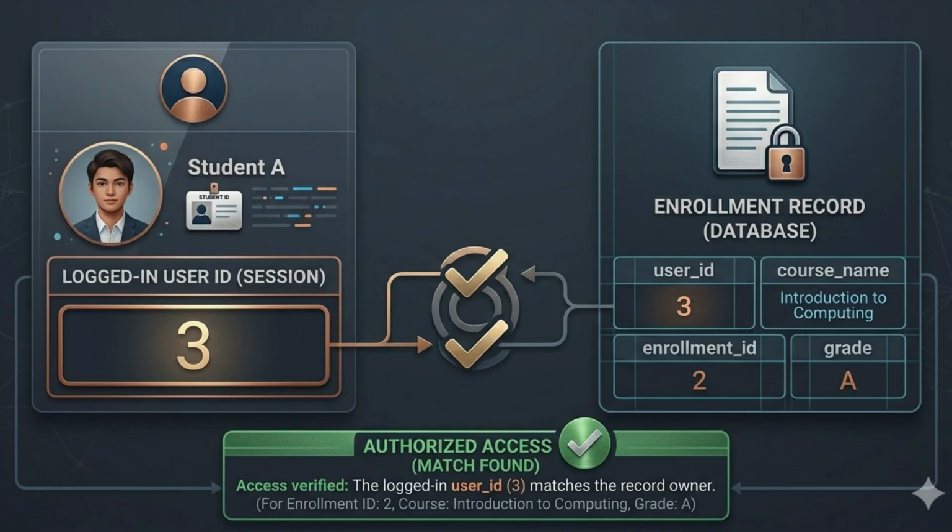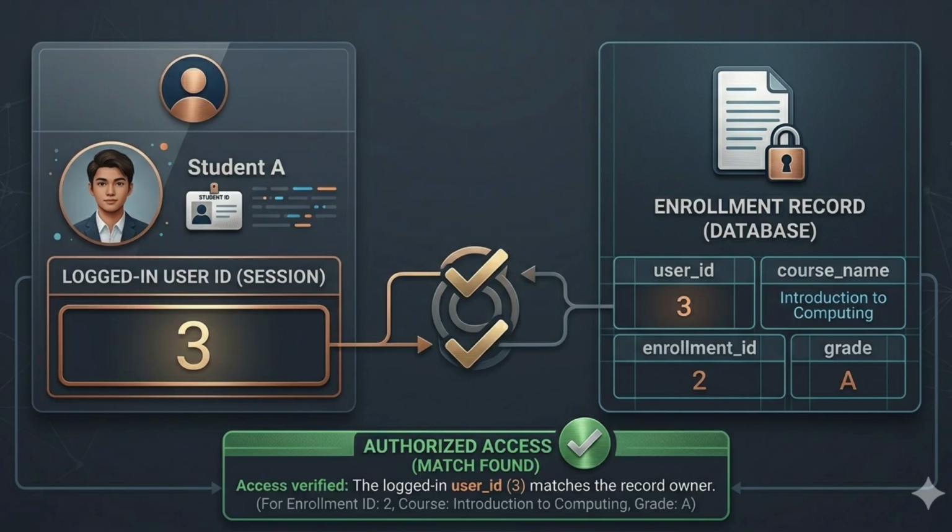Whenever a new resource or record is created, such as course enrollment, orders or chat messages, the backend also stores the ID of the user who created that resource. Later, when the user tries to access that private resource, the backend compares the user ID stored in that record with the ID of the currently authenticated logged in user. If both IDs match, access is allowed. If they don't match, the request is denied.